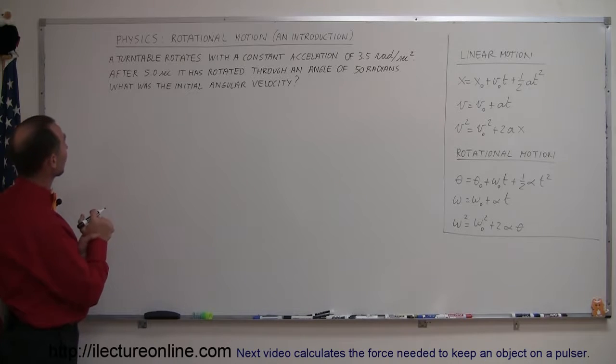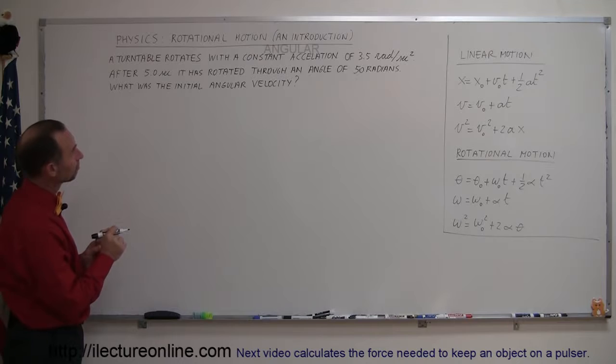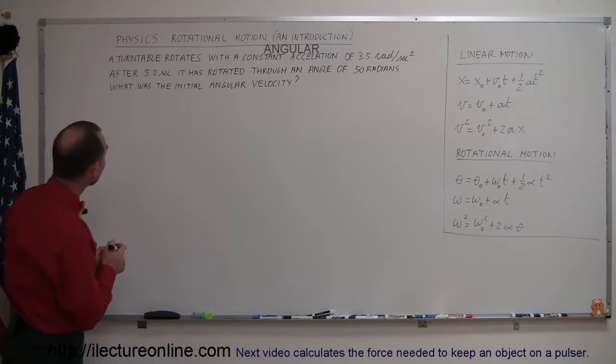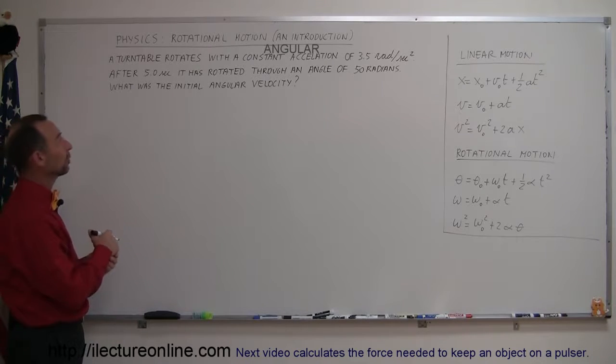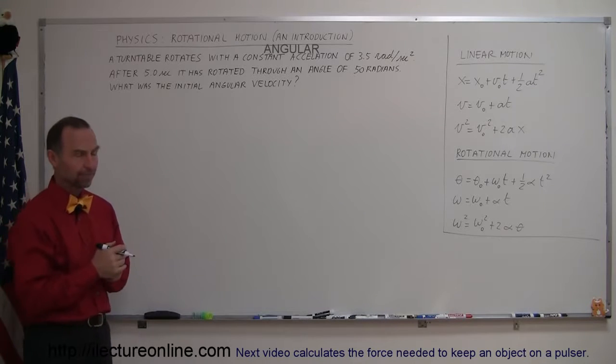Let's read the problem. It says a turntable rotates with a constant angular, it should say angular acceleration, I didn't write angular, but it should say angular acceleration of 3.5 radians per second squared. After 5 seconds, it has rotated through an angle of 50 radians. What was the initial angular velocity?